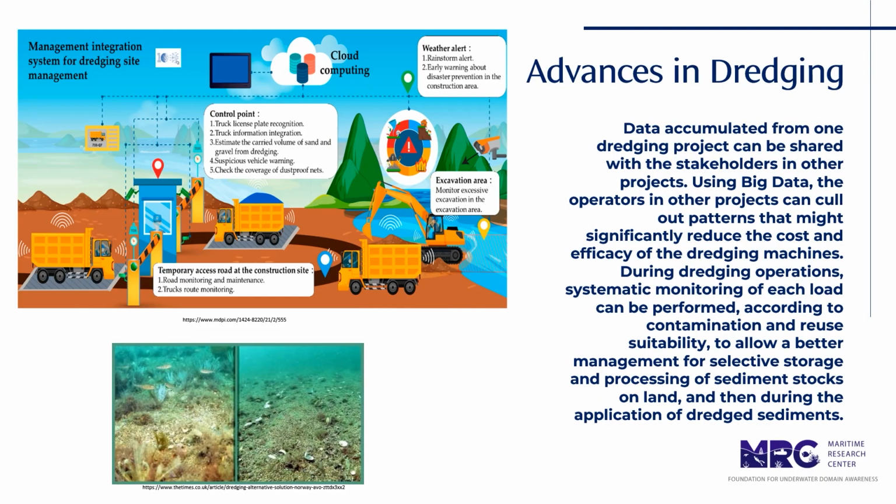Now, over the past 2 years, there has been a revolution in harvesting the potentials of AI by different organizations around the globe. And with the advent of 5G, big data, and Internet of Things, the data can be easily and safely shared in real time among the interested groups of researchers. So, if we have the data accumulated from one dredging project, it can be shared with the various stakeholders in other projects. Using the big data, the operators in other projects can understand the patterns that might be necessary to reduce the cost and improve the efficiency of the dredging machines.